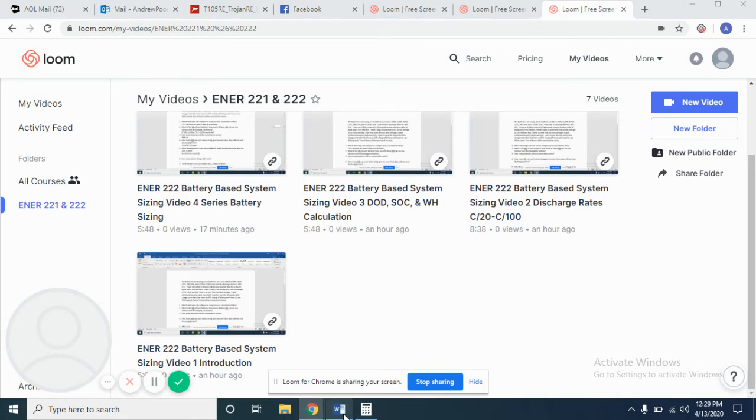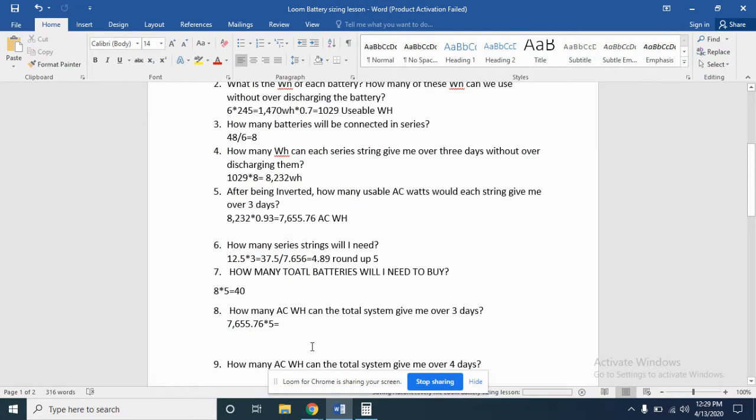So 38.28 kWh. Over 3 days, I should be able to get 38.28 kilowatt hours. And if I go up here and look, I originally calculated that I only needed 37.5 kilowatt hours. So my system is plenty large, but not dramatically too big.